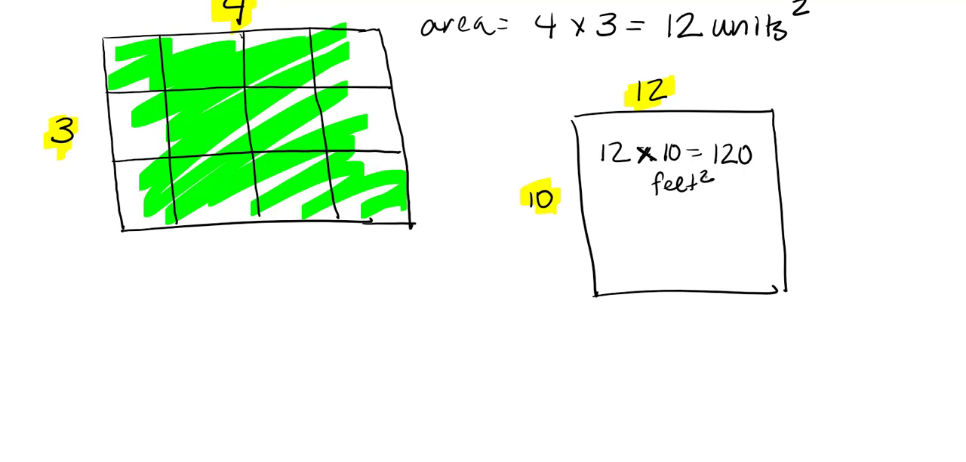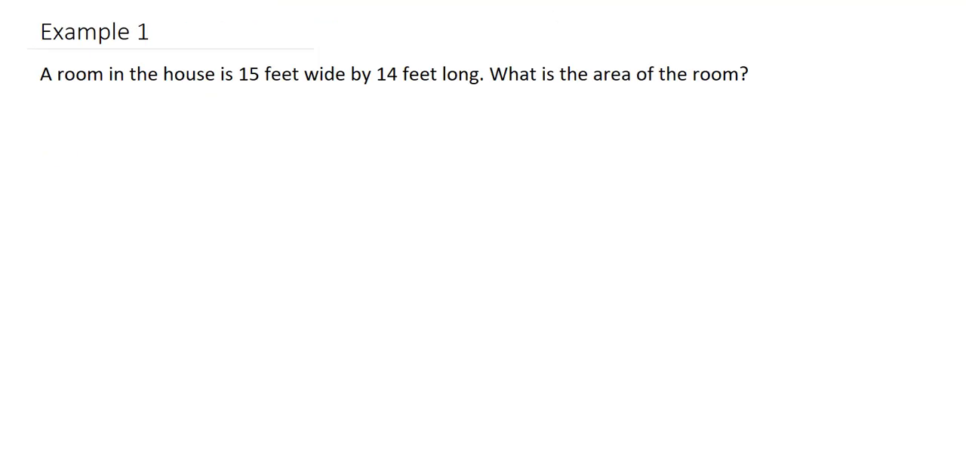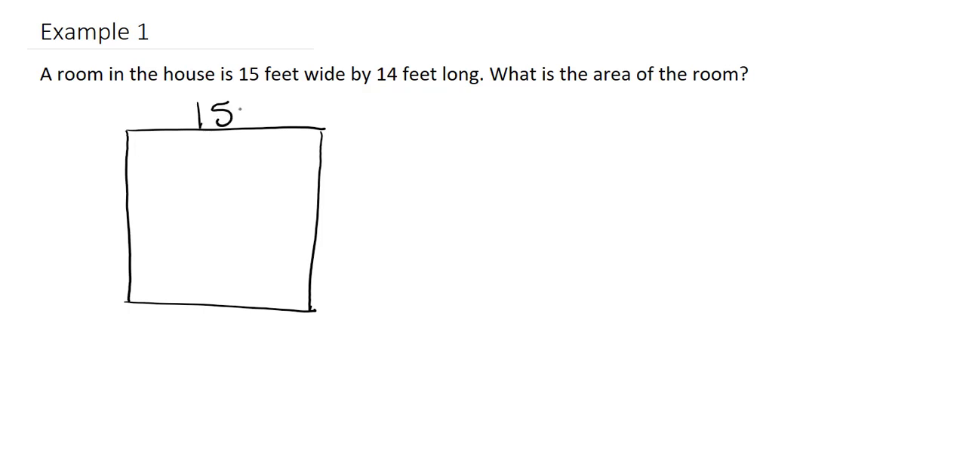So that's how we can think of area, and we can tie it together into a real world application. So now let's go over some examples. Example 1. A room in the house is 15 feet wide by 14 feet long. What is the area of the room? Well, we have 15 feet wide by 14. We can draw this. So we have 15 feet by 14 feet. So in order to get the square footage, we need to multiply these together.